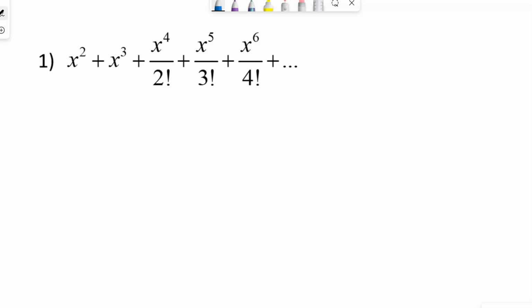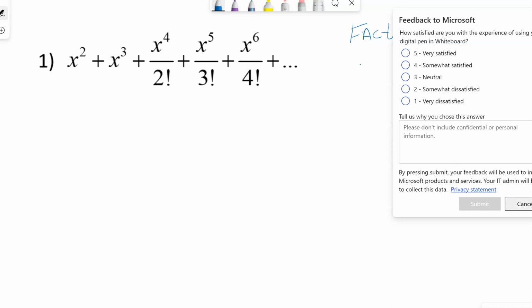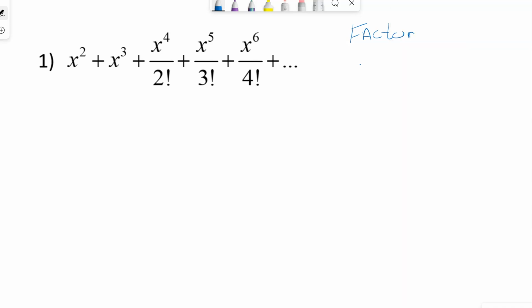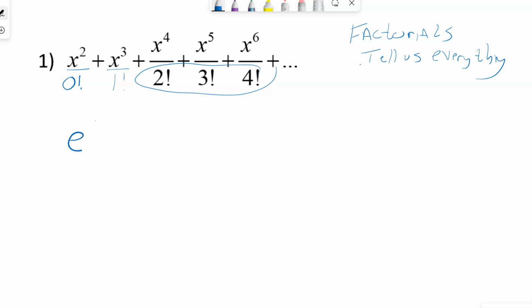Okay, so the first thing we want to pay attention to is the factorials. The factorials tell us everything. Now, looking at this, we've got these factorials, right? In fact, we could probably say that this is over 1 factorial and over 0 factorial. And there's only one known sequence that has all the factorials, and that is e to the x.